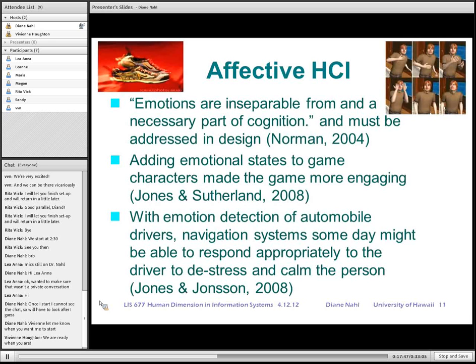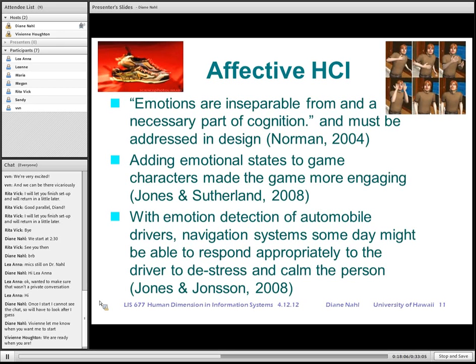So Norman, this is from his book, Emotional Design. Emotions are inseparable from a necessary part of cognition and must be addressed in design. Cognition is not a separate thing. It's not just understanding and knowing. You have to get the emotional aspects together.